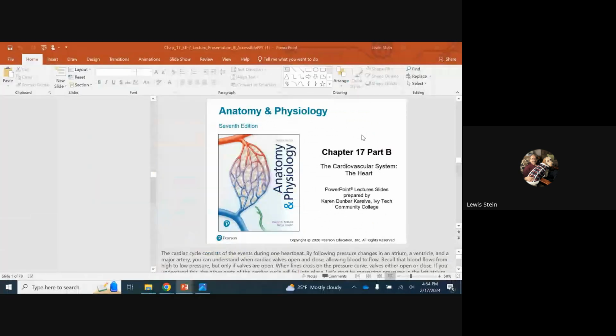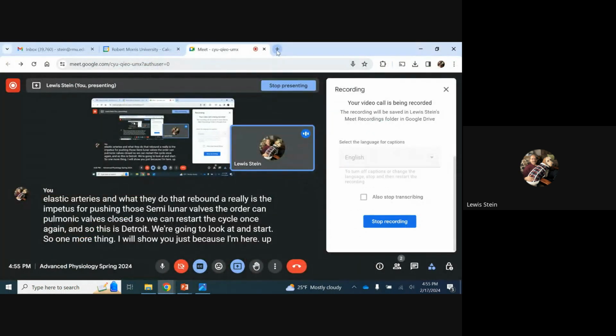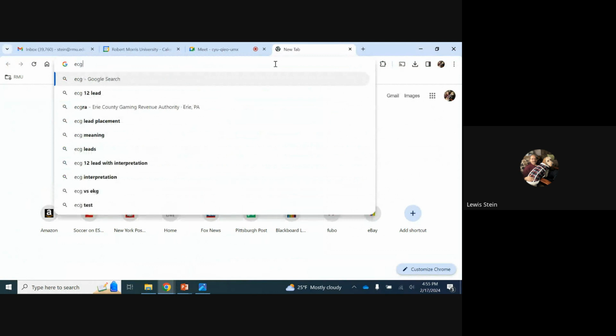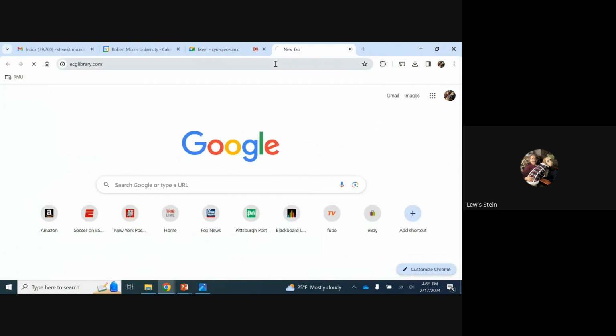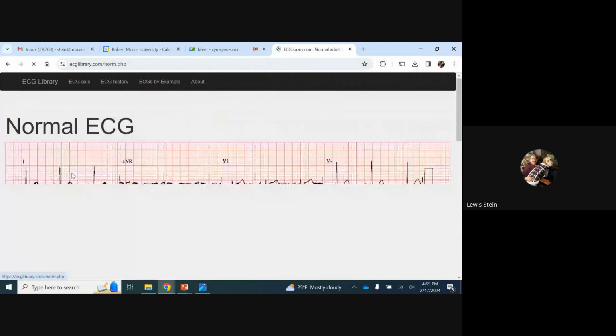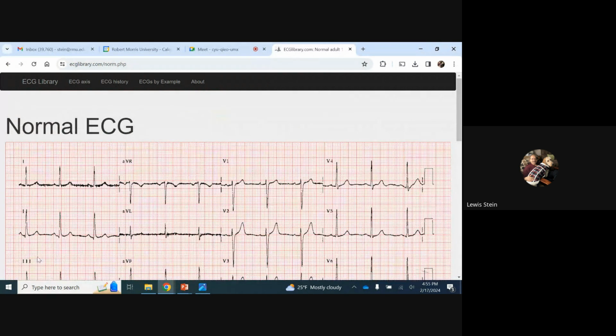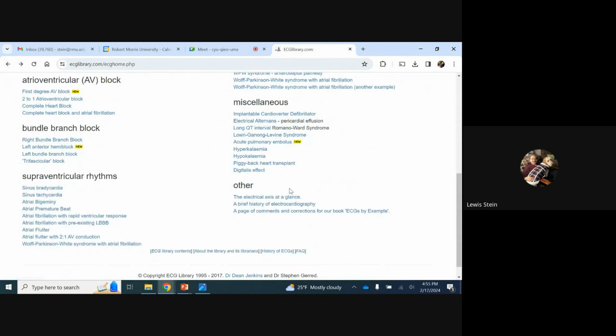So one more thing I will show you, just because I'm here up on the diagram. This is the reference point, where you can see a lot of those things: ecglibrary.com. And once you click on that, it's always the same. You can look at normal. This is what they call a 12 lead: 1, 2, and 3, VR, AVR, AVL, AVF. And then these are the different leads, the sensors that are over specific areas. I'm not educated enough to tell you which is which. And so this is the electrical axis and the history, and it's really worth a look-see.